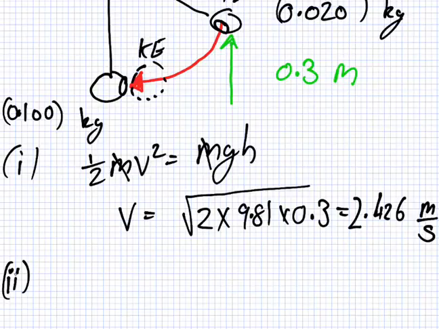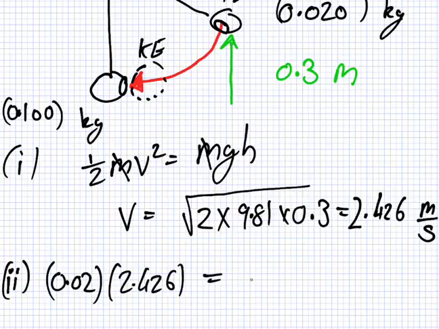So next, the two masses stick together and they move away together. We've seen this problem twice before. What do I need for that one? Not moments, momentum. Conservation of momentum. So before the collision, the momentum is 0.02 multiplied by 2.426. Then after the collision, the momentum is 0.120, the combined mass, times v.